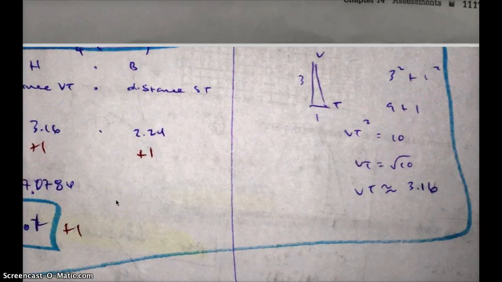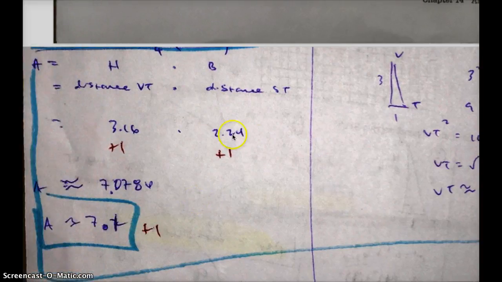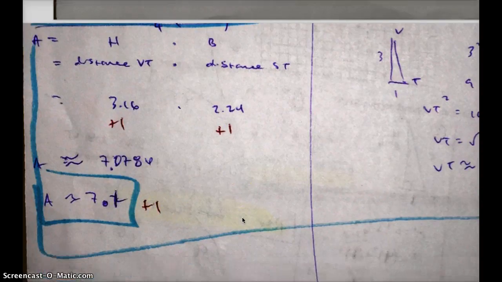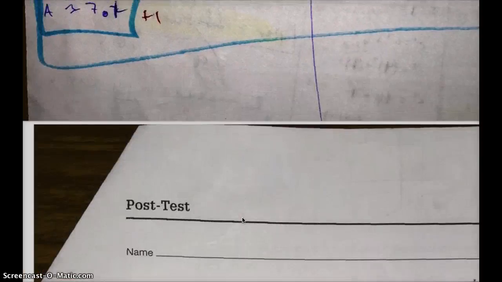Alright, so to find the area of the parallelogram, you would have to multiply these two and you get the area to be approximately 7.1. Okay, I think only one student got one of these distances for the extra credit question. Next page.